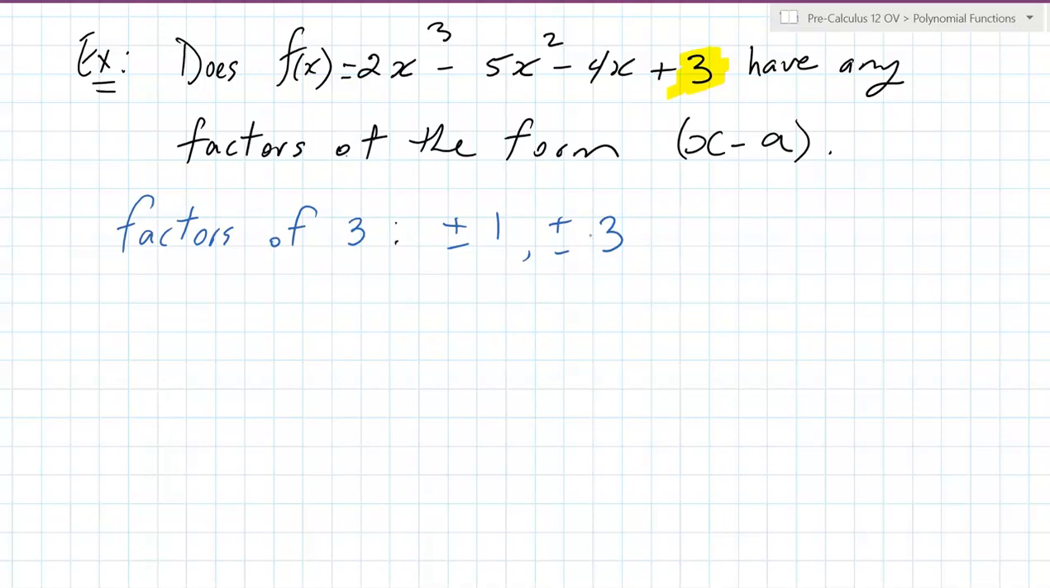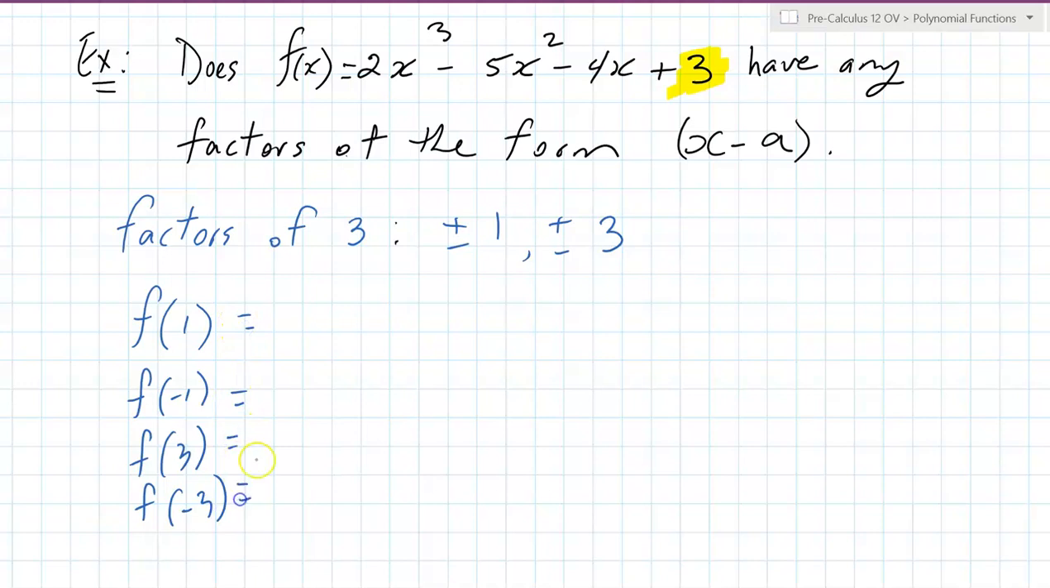So let's go through. Now we have to use the remainder theorem. If they are the factors, we're going to go systematically one at a time. So we have to do f of 1, f of negative 1, f of 3, and f of negative 3. We want to check if any of these, after doing the math, will give you 0. Because if it does, that means the remainder is 0, which means there are factors. So we're going to go through and do the math.